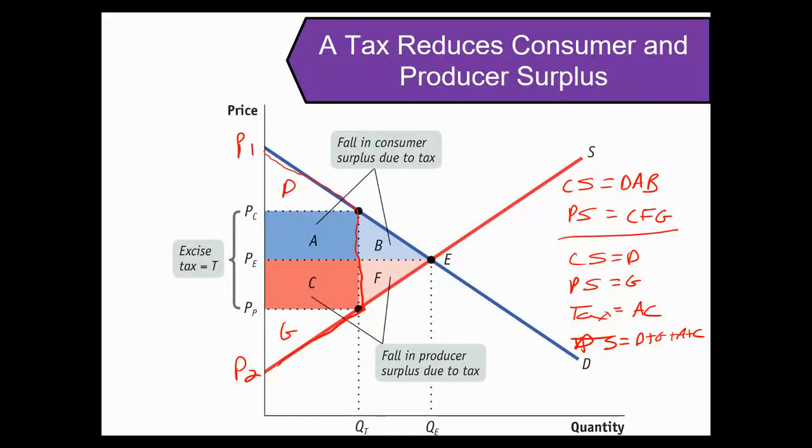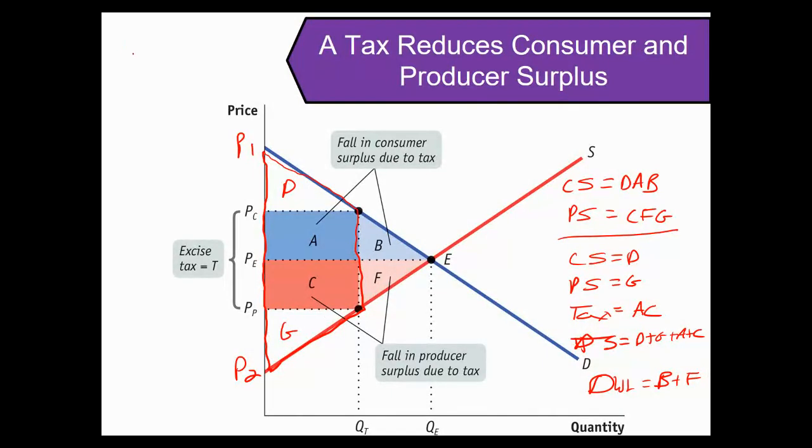This is total surplus here, because we can still account for A and C going to the government. And then our dead weight loss would be B and F. Okay, B and F. So we should be able to calculate that.